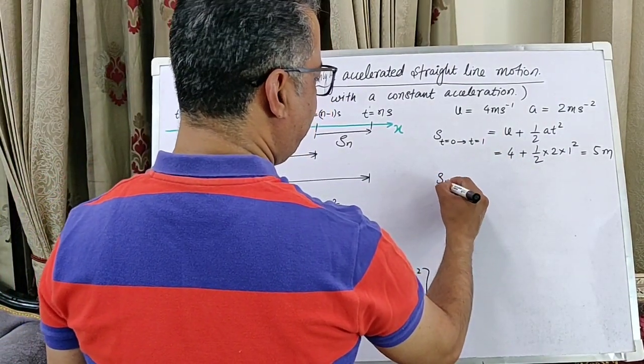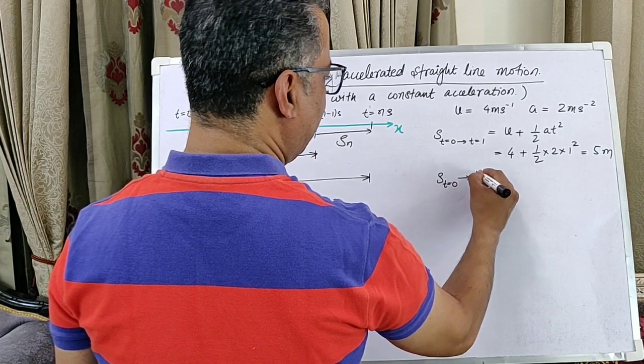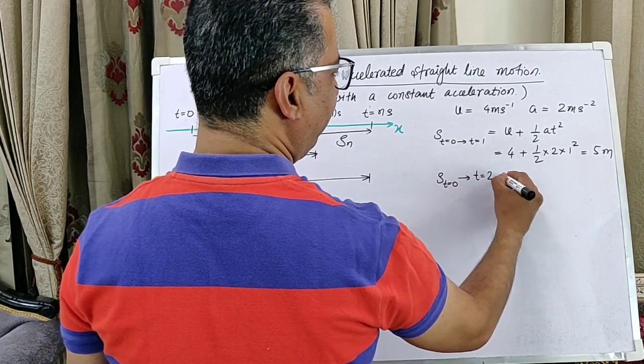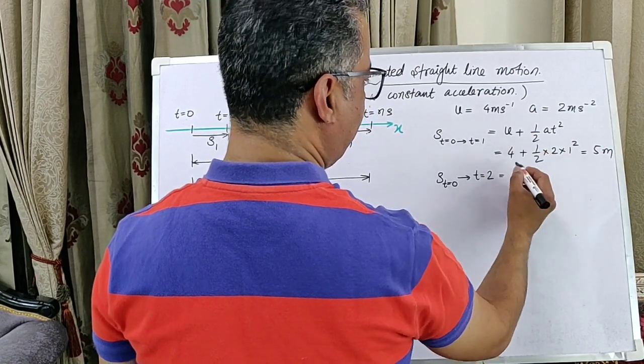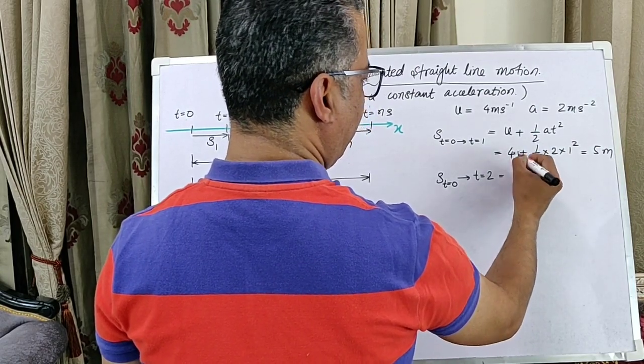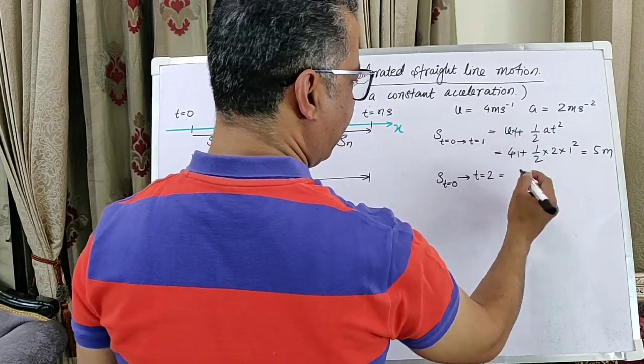Now displacement from t equal to 0 to t equal to 2 will be, again, now this will be ut, of course, so t was 1 here.